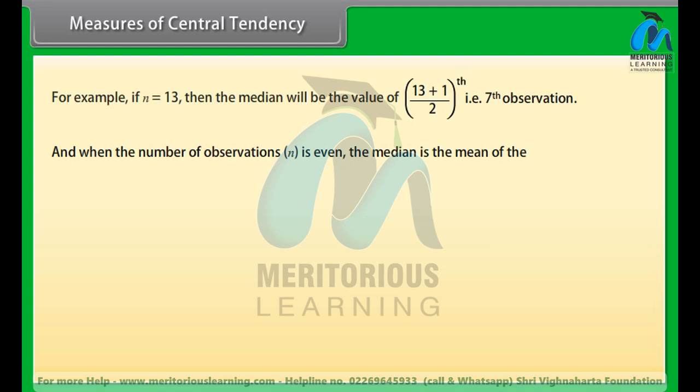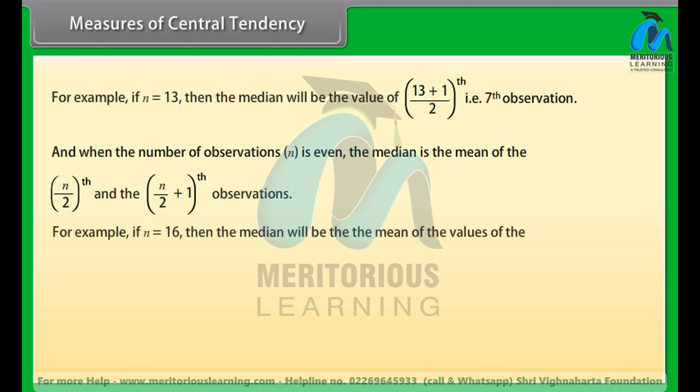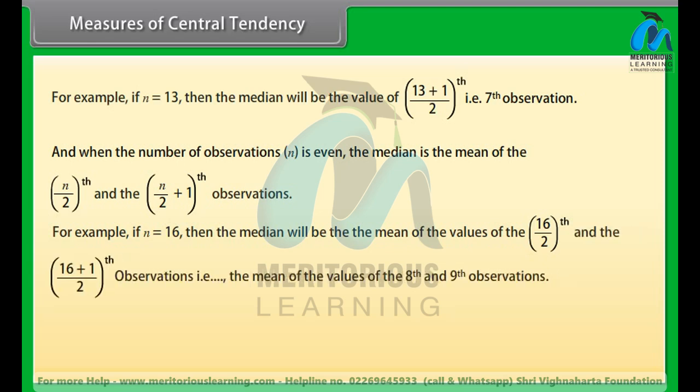And when the number of observations n is even, the median is the mean of the n upon 2th and the (n upon 2 plus 1)th observations. For example, if n is equal to 16, then the median will be the mean of the values of the 16 upon 2th and (16 upon 2 plus 1)th observations, that is, the mean of the values of the 8th and 9th observations.